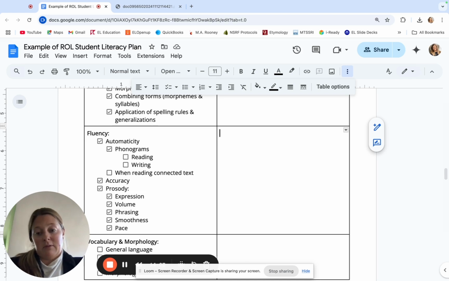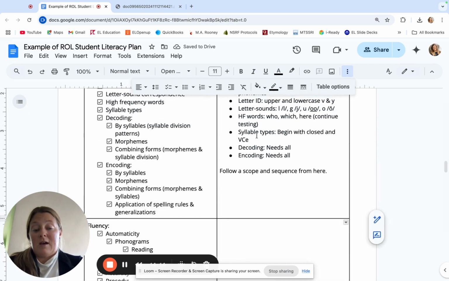So there's games we could play to work on that, things we could do to make those phonograms easier for him. And it was showing up in reading, spelling, and connected text. So he needs all of that.